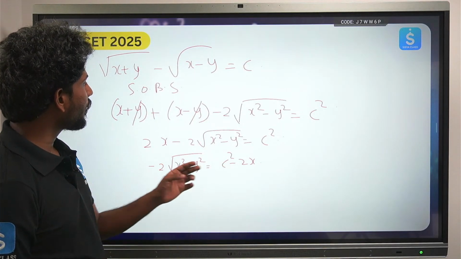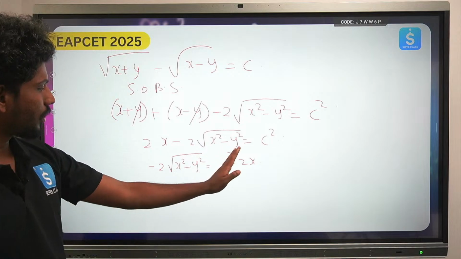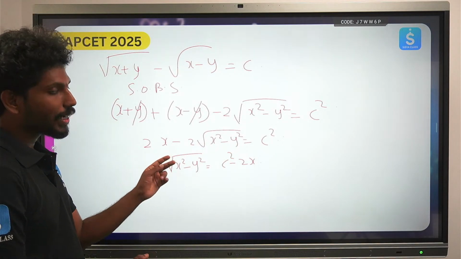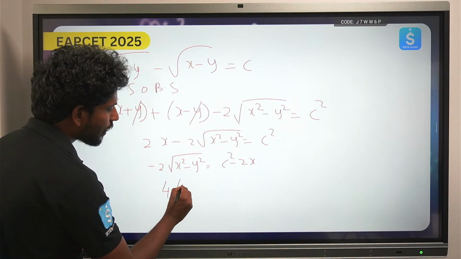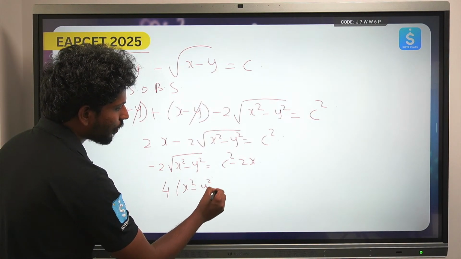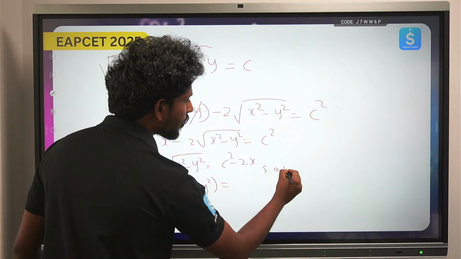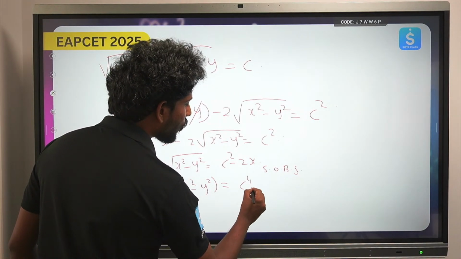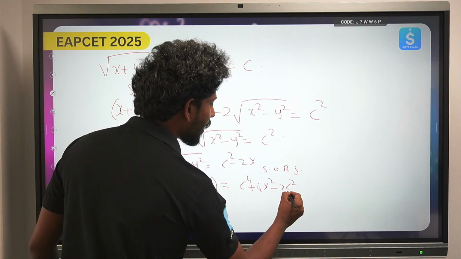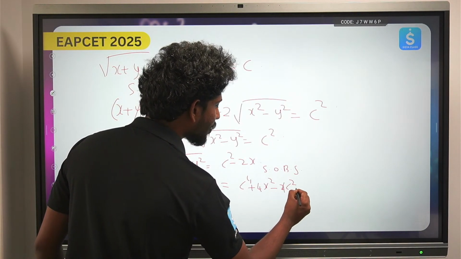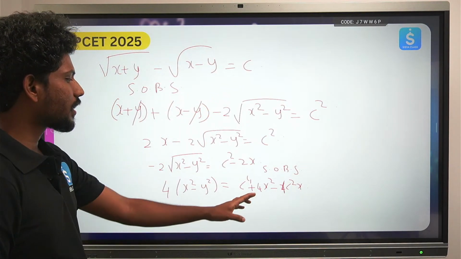Now again, what I wanted to do is, sorry, I wanted to square on both sides, so that again I can remove this complete square root. So this will become 4 times x square minus y square is equals to, so if I try to again square on both sides here, this will become what? C power 4 plus 4x square minus 2c square into 2x, so that will become minus 4c square x. Okay, so this is the final answer I got.